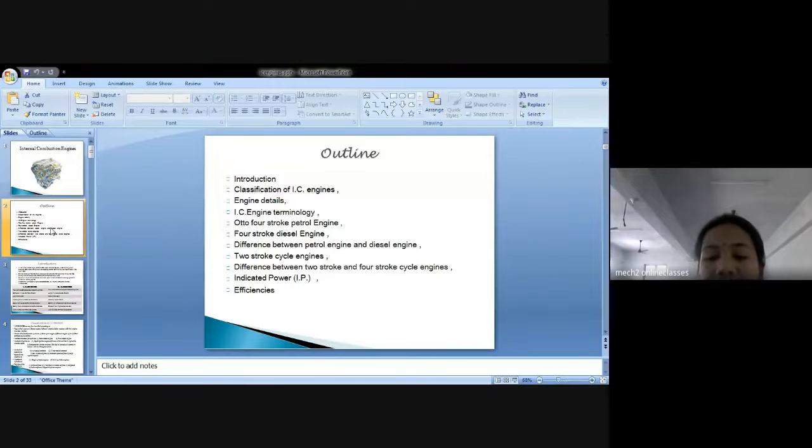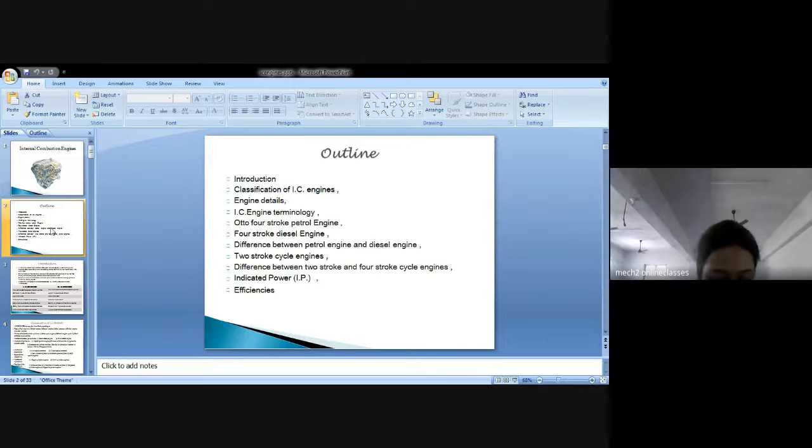So completely I'll show the parts of the engine, each and every part of the engine and the terminology, why and how it is used and all that. Okay, so four-stroke petrol engines, diesel engines and all the diagrams, we'll see in this section. Efficiencies, differences between four-stroke and two-stroke. So all the strokes and all that we'll discuss today completely.